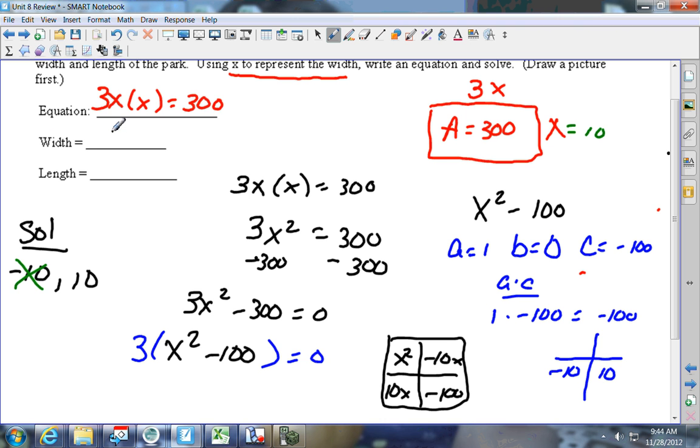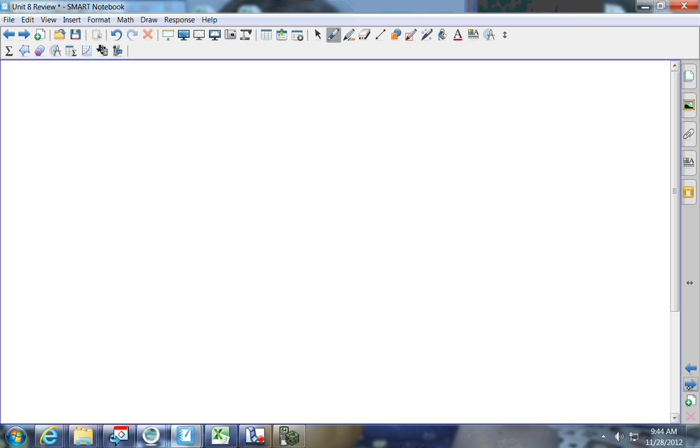The width is 10. If the width is 10, what's the length? 3 times 10, which is 30. Well, that makes sense because 30 times 10 is 300. Let's look at the next one.